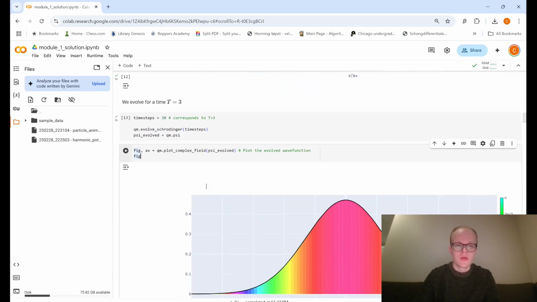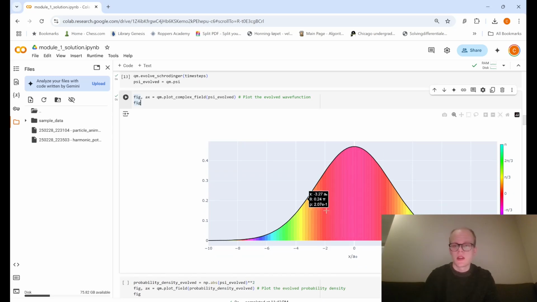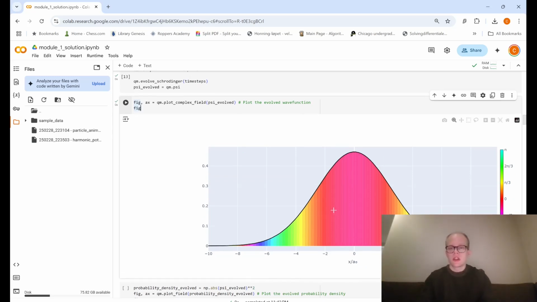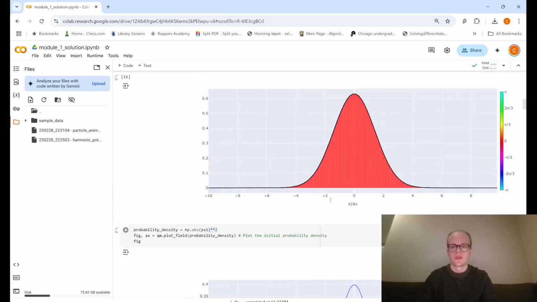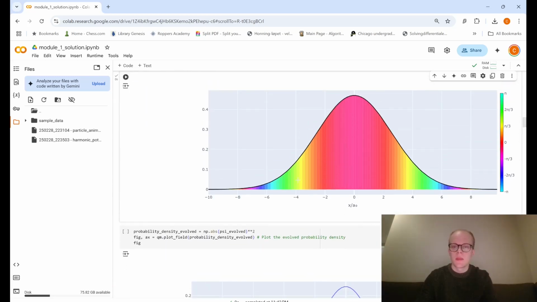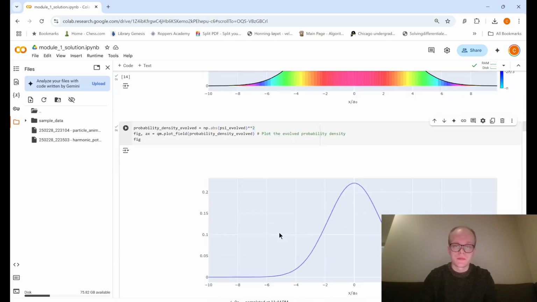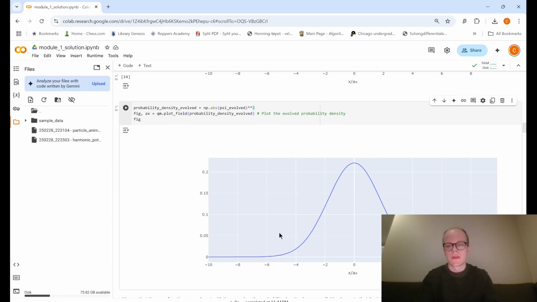After the time evolution, we plot the resulting wave function, and we get this. We see that the wave function has spread out compared to the initial wave function. And also, it's picked up a bit of a phase gradient, so the phase changes. All right, let's also plot the probability density, and it's also spread out.